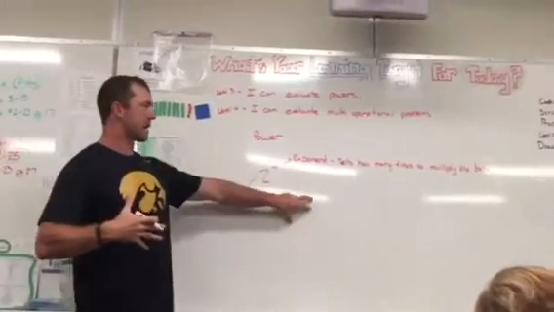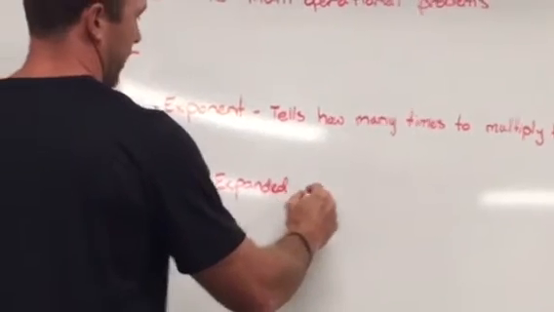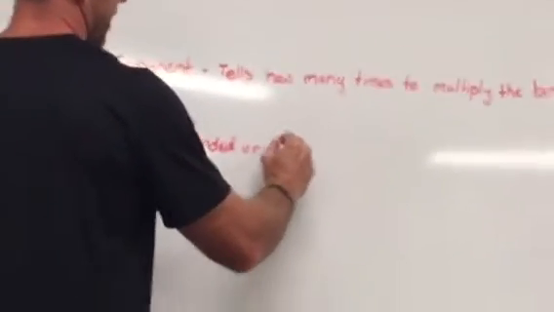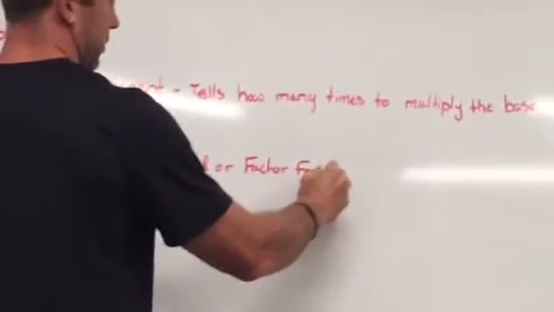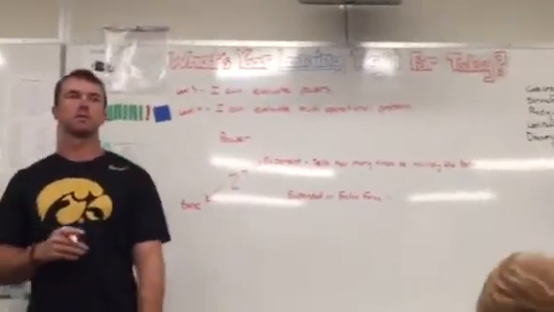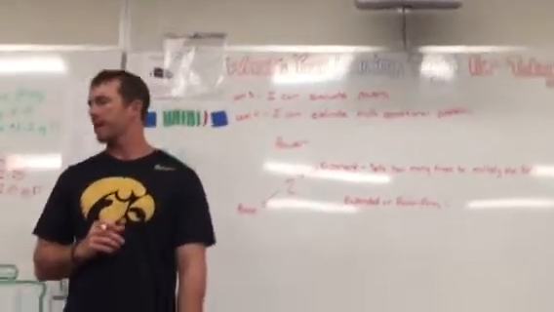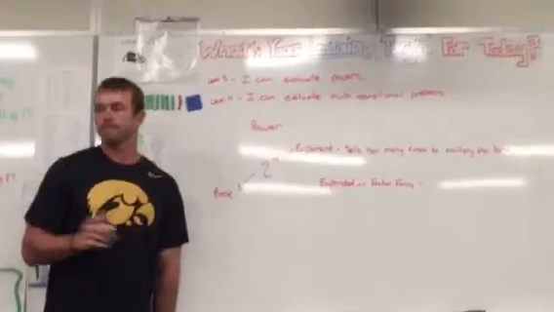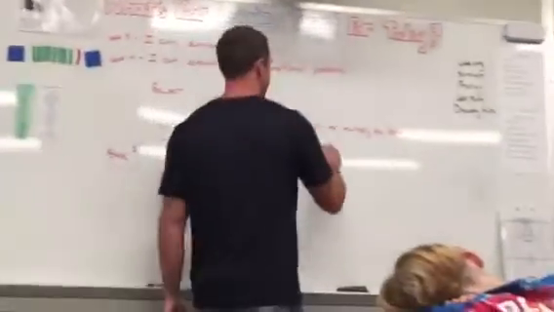So if I was to write this out, what would this look like? We call this expanded form. So this is going to be the expanded form. And actually there's another term for it too. Expanded or factor form. What would the expanded or factor form look like here? 2 times 2 times 2 times 2. Good. 2 times 2 times 2 times 2.